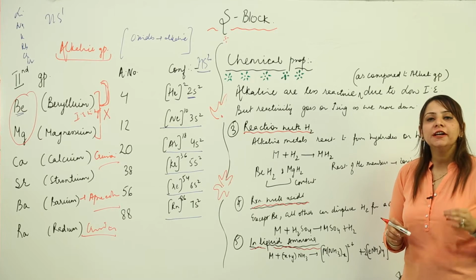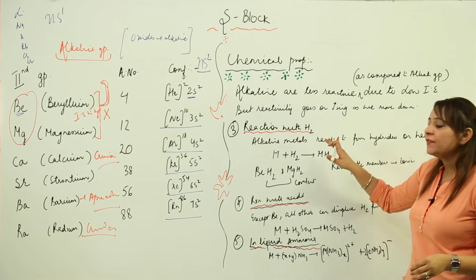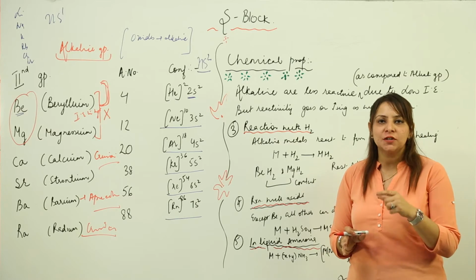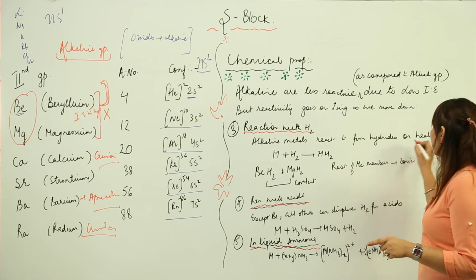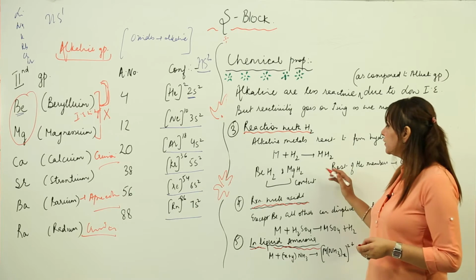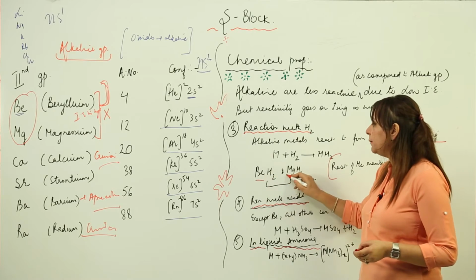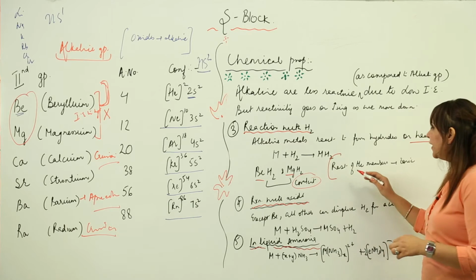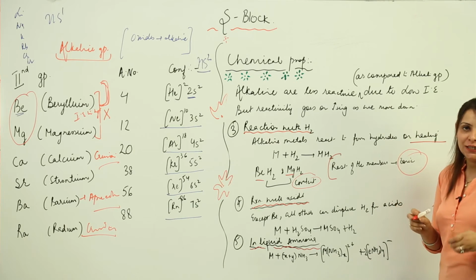Now we will look at their reaction with hydrogen. So we have seen that alkaline earth metals react with hydrogen to form the metal hydride, but they do it on heating. That means heating is required. And in this case, all the other members except beryllium and magnesium hydride, it is actually covalent because of the small size.